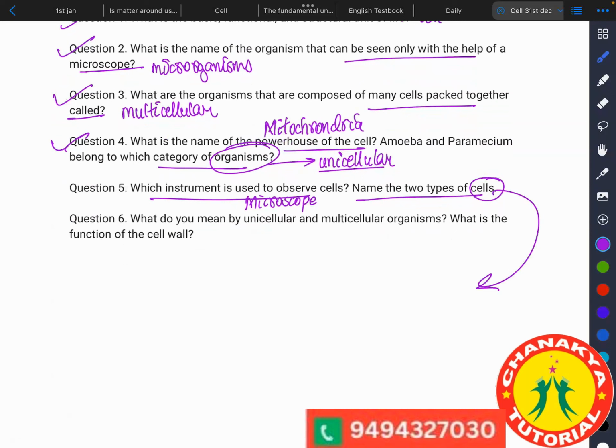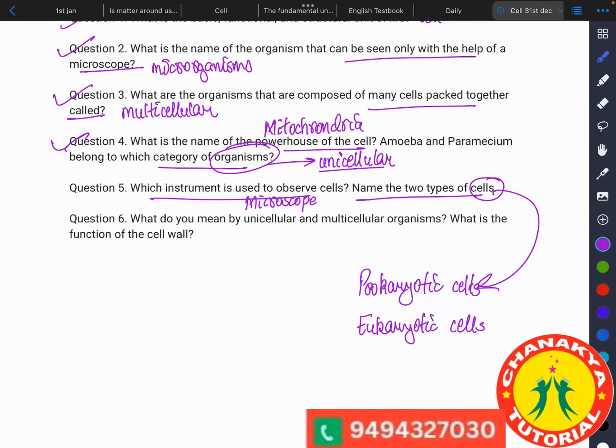When we talk about cell, we will always talk about prokaryotic and eukaryotic cells. Yes, you can say plant and animal, but they are not the basic kind of cell. Basically, prokaryotic cells and eukaryotic cells are the basic cell types we always talk about.